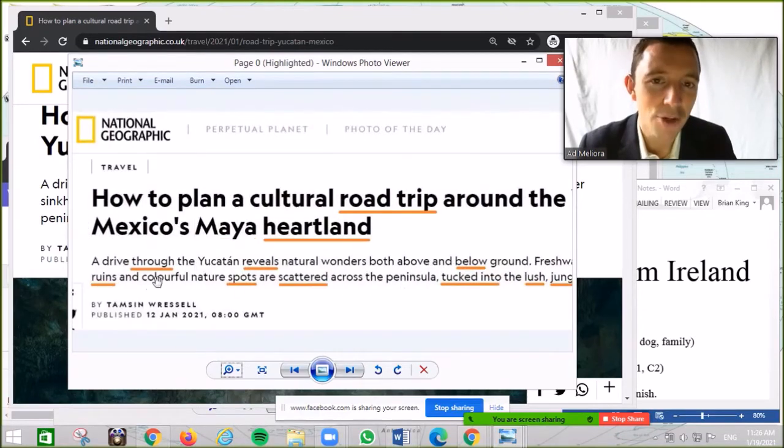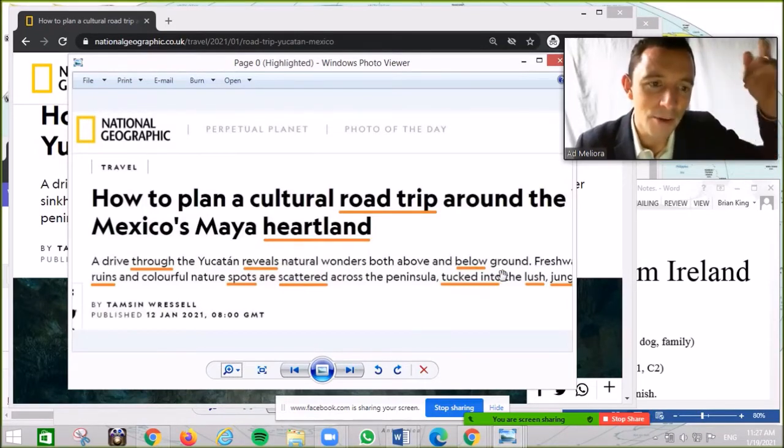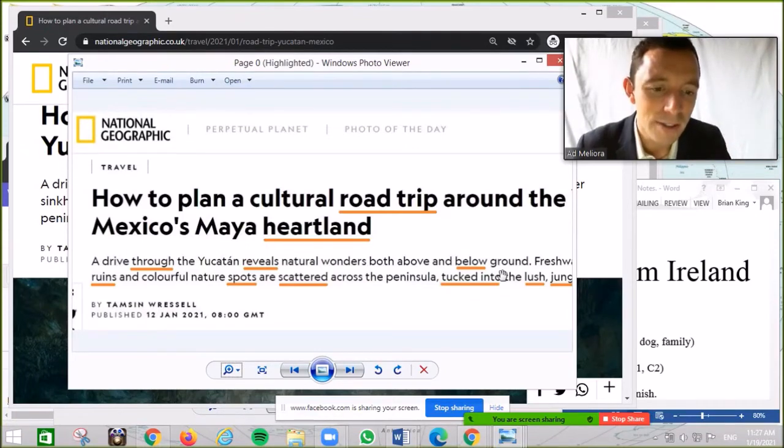More, so a drive through, that's a preposition, a drive a través, conducir a través, okay? Substantivo, a drive through. The Yucatan revealed, revelar in Espanol, so to reveal, like to show, similar to show. Natural wonders both above and below ground. Ground is tierra, and above is arriba, and below is abajo, okay? So below is abajo ground.